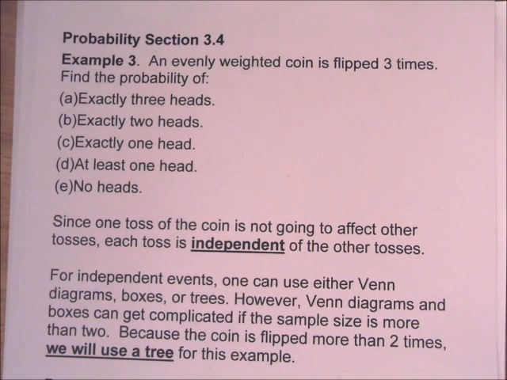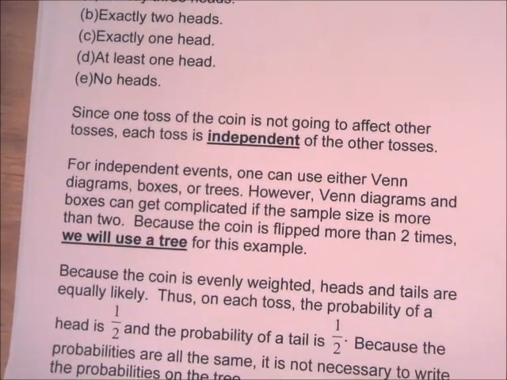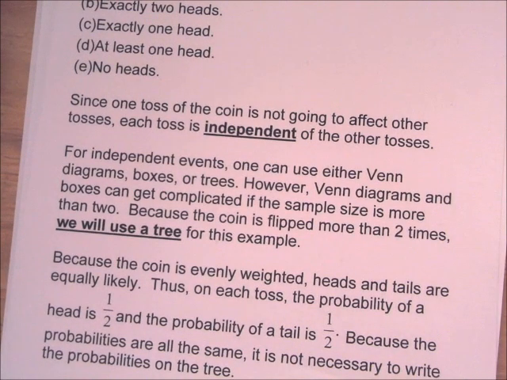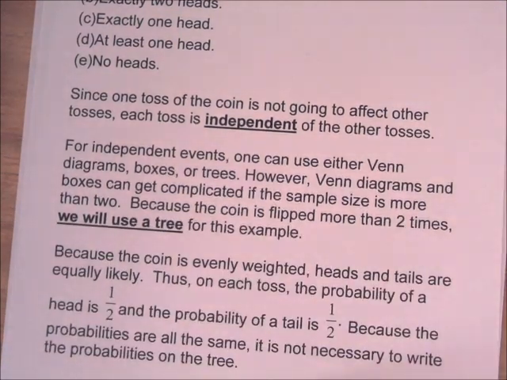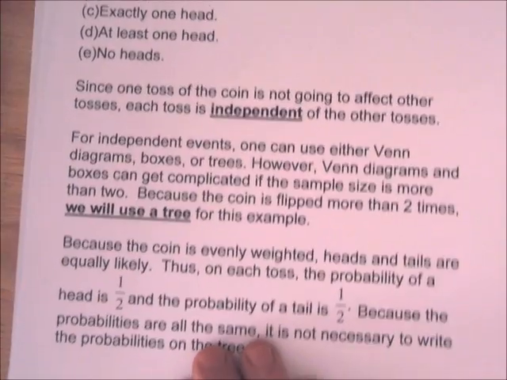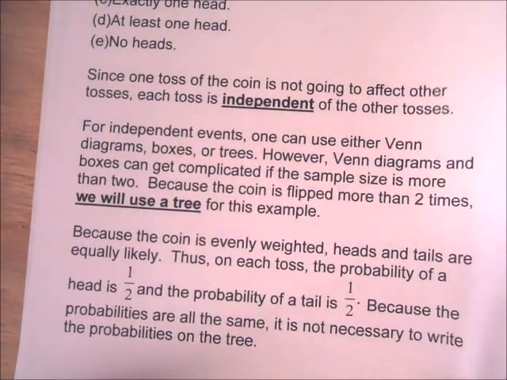For independent events, one can use either a Venn diagram, boxes, or tree, but Venn diagrams and boxes can get complicated if the sample size is more than 2. Because the coin is flipped more than 2 times, we will use a tree for this example. Because the coin is evenly weighted, heads and tails are equally likely. Thus, on each toss, the probability of a head is 1 out of 2, the probability of a tail is 1 out of 2. Because the probabilities are all the same, it's not necessary to write the probabilities on the tree itself.